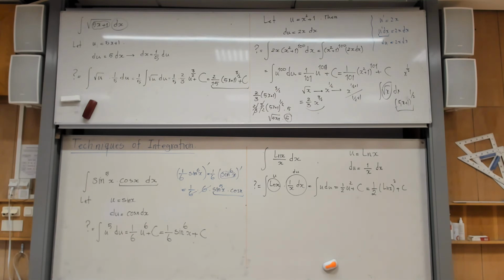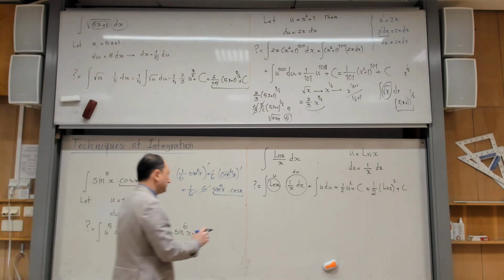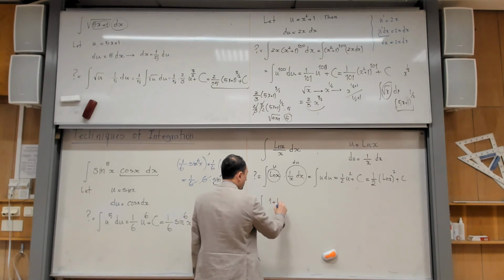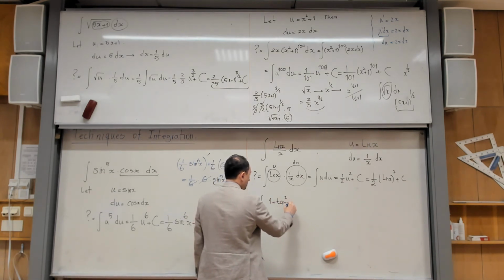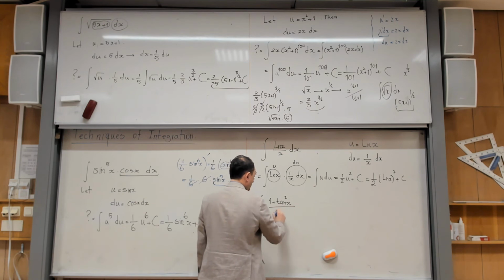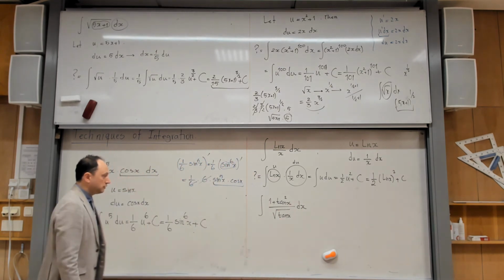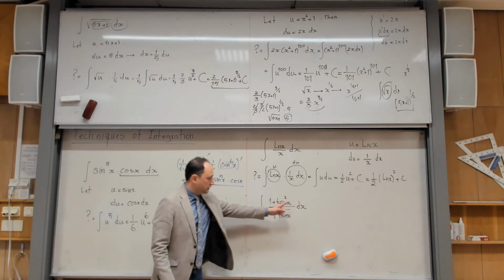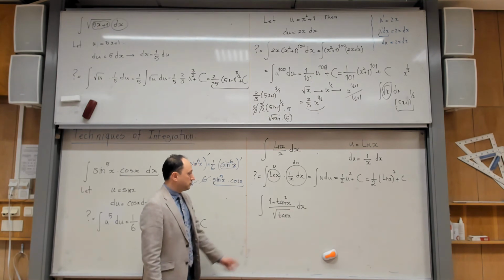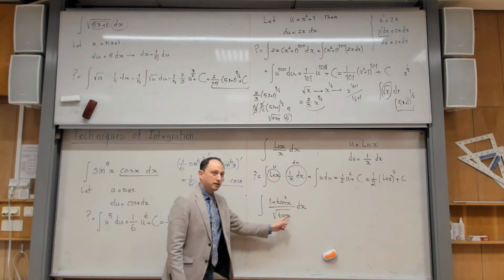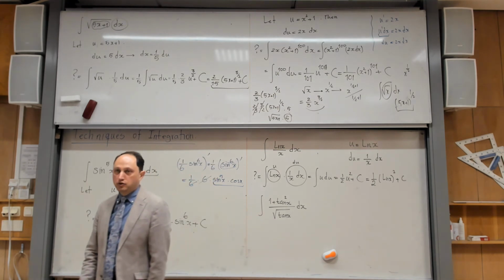Yes, this is good probably. So integral of 1 plus tan squared x divided by square root of tan x, and then you have dx. So don't worry about this integral sign and dx. This is just asking you, give me a function whose derivative is this combination, which apparently seems a little bit complicated, but we can do it now.